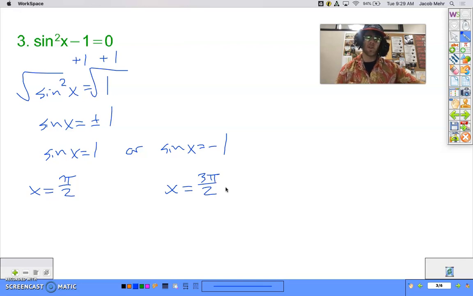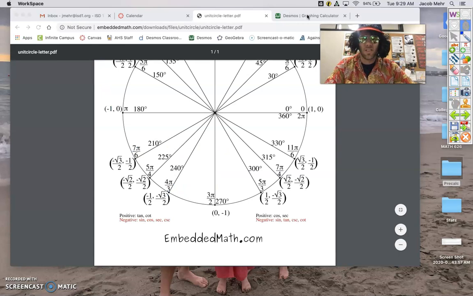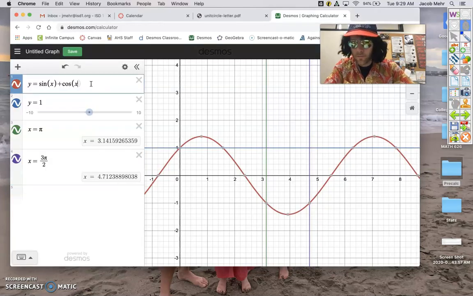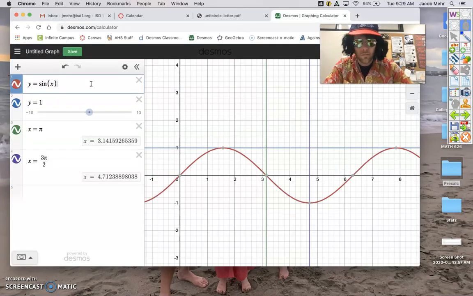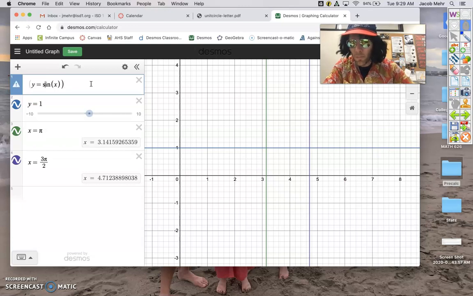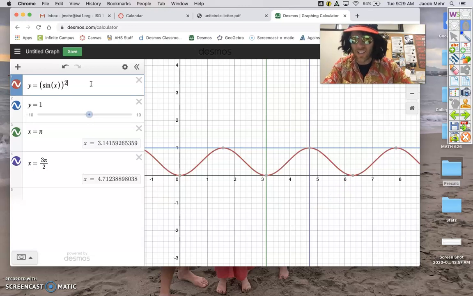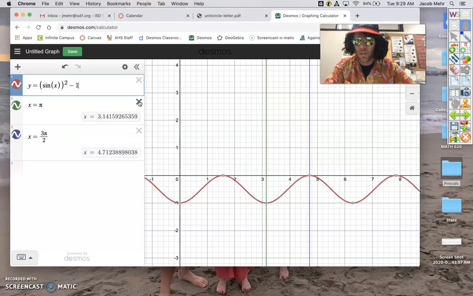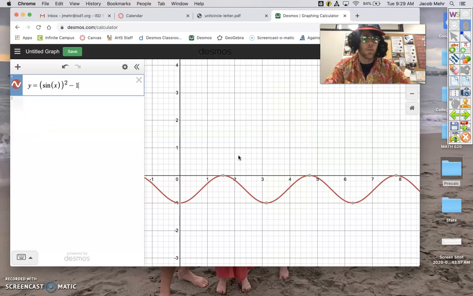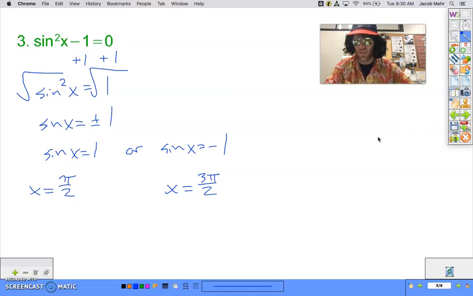Do we have any extraneous solutions on this one? Let's check our answer. Sine squared. What I'll do is put a parenthesis like that to make sure I am squaring the sine and not just the x. And I don't need another line here because we're just trying to find where this is equal to 0. And there it is at pi over 2 and 3 pi over 2. Those are our only solutions in our first revolution.